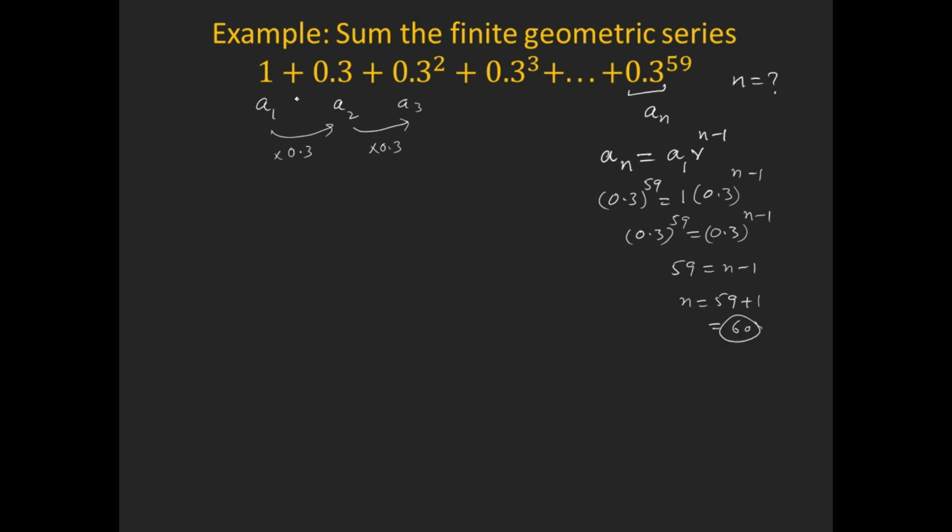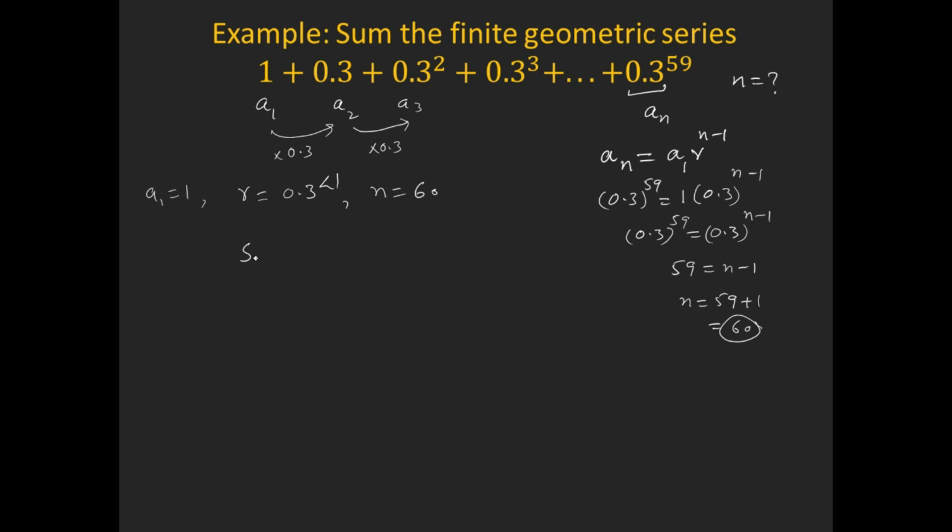So this geometric series, and this is a finite geometric series, has a total of 60 terms. Now we will add these 60 terms. And what is r? R is 0.3. The first term is 1, and n is now 60. And r is less than 1.